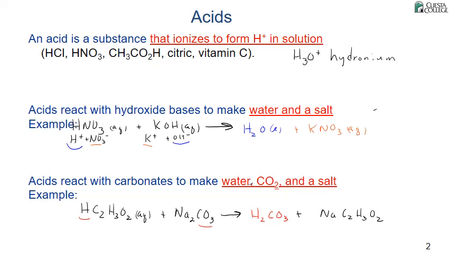However, this substance, H2CO3, otherwise known as carbonic acid, decomposes in water to make H2O plus CO2. CO2 is the gas. This reaction would have to be balanced, of course. There would need to be 2 sodium acetates to go along with the 2 sodiums in the sodium carbonate. And there would need to be a 2 in front of the acetic acid to make sure the reaction was balanced.